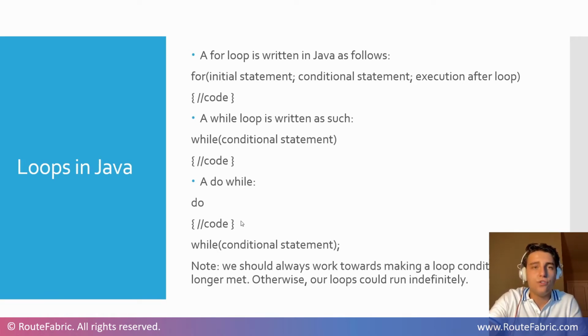And then for our do while loop, it's very similar to a while loop. So we have do first. Remember I said we're always going to execute the code that's within the do while loop at least once. So we're going to say do, and then we're going to have our curly braces with our code, and then while, our conditional statement is going to come after that.